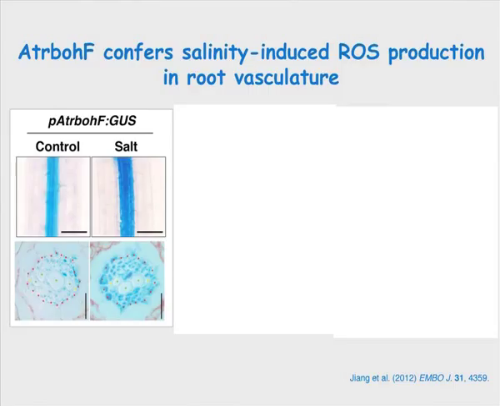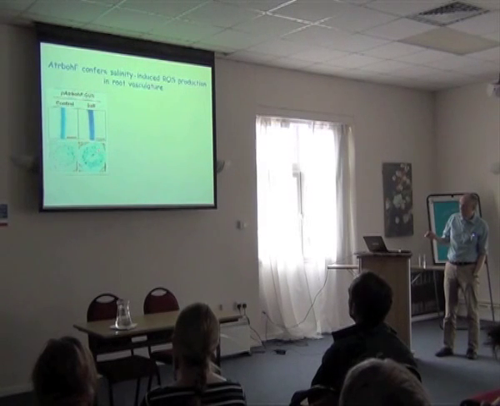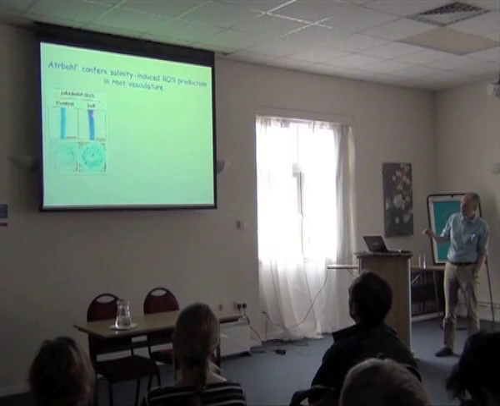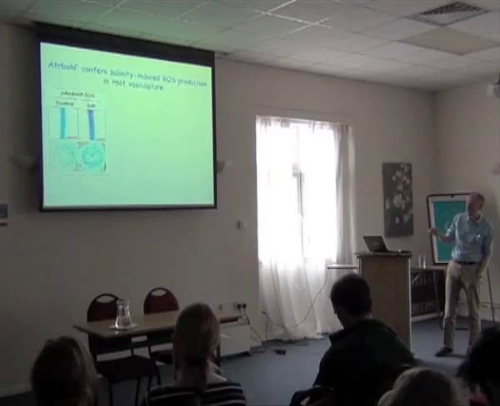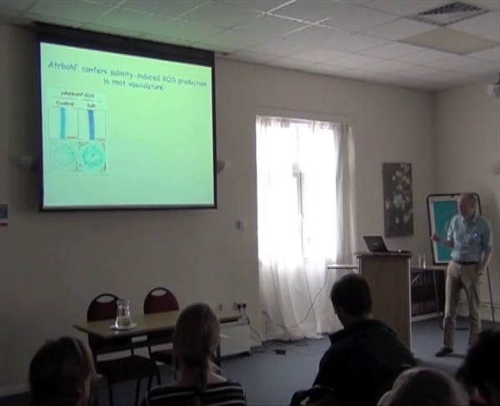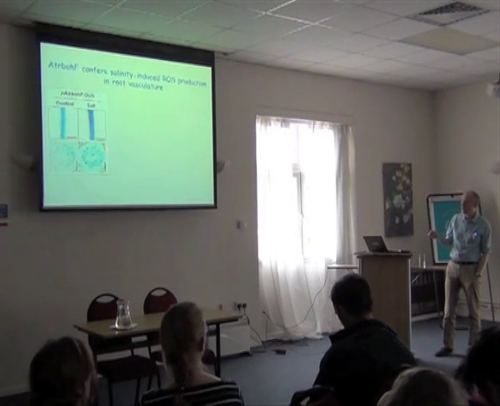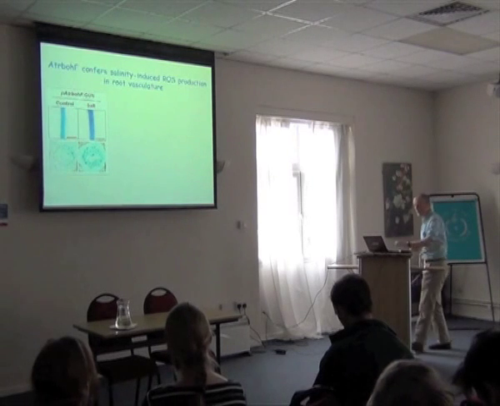If you look at that, you'll see that we have GUS staining in the root that's restricted to within the vascular bundle, or the vascular tissue of the root. It's not in the cortex, not in the epidermis of the root, but within the endodermis, in the vascular stele. That's where you get the stain of GUS. And that stain is increased in the presence of salt. So what that's telling you is that A2RBOHF is expressed in the root vasculature, and that that expression is increased by salt.